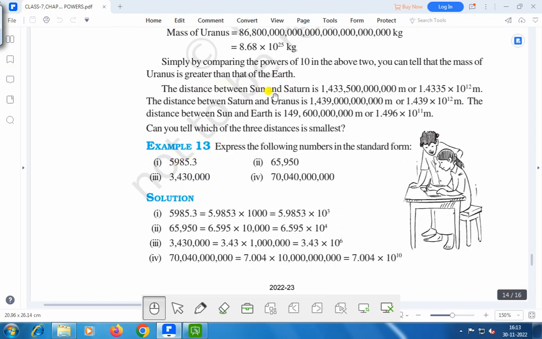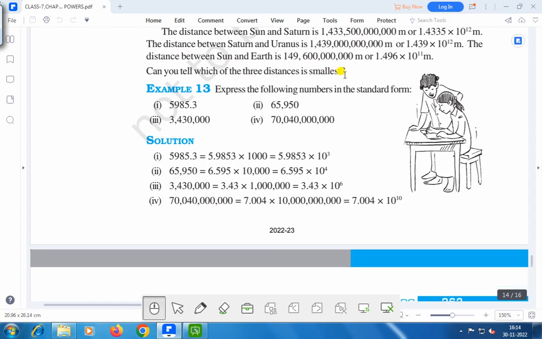The distance between Sun and Saturn is this many meters, or 1.435 into 10 to the 12 meter. The distance between Saturn and Uranus is 1.439 into 10 to the 12 meter. The distance between Sun and Earth is 1.496 into 10 to the 11 meter. Note which of these three distances is smallest. By comparing the exponents, you can find which one is the smallest or which one is greatest.